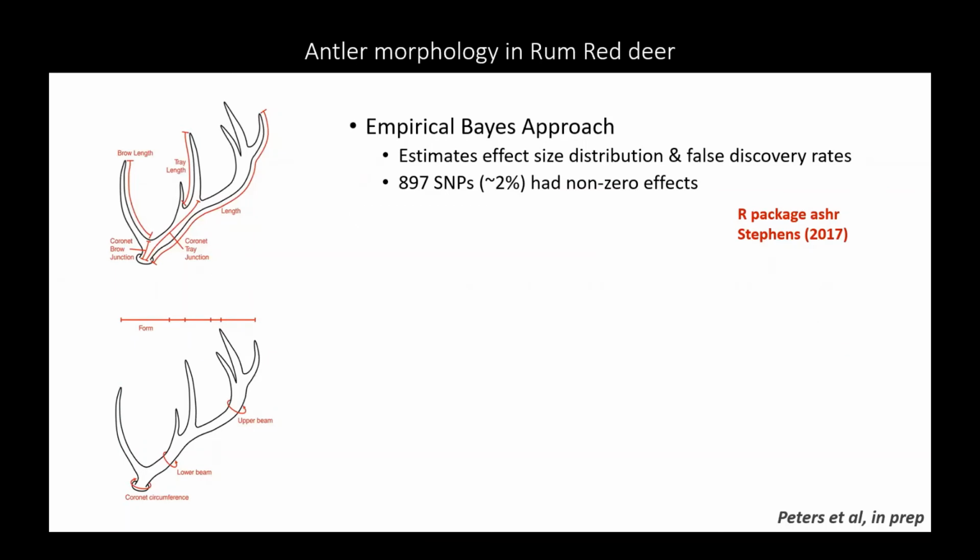And what this does is it takes the information that we got from the genome-wide association study, so the effect sizes at each of these SNPs and also the p-values, and it can estimate the distribution of effect sizes underlying the phenotype, and also what we call the false discovery rate. So how many of these are actually likely to be associated with phenotype, even though we don't see significant ones looking at the SNPs individually. And what she found is that about 900 SNPs, so about 2% of the SNPs on our SNP chip, had non-zero effects on phenotype, so they are likely to drive some of the variation in antler morphology.